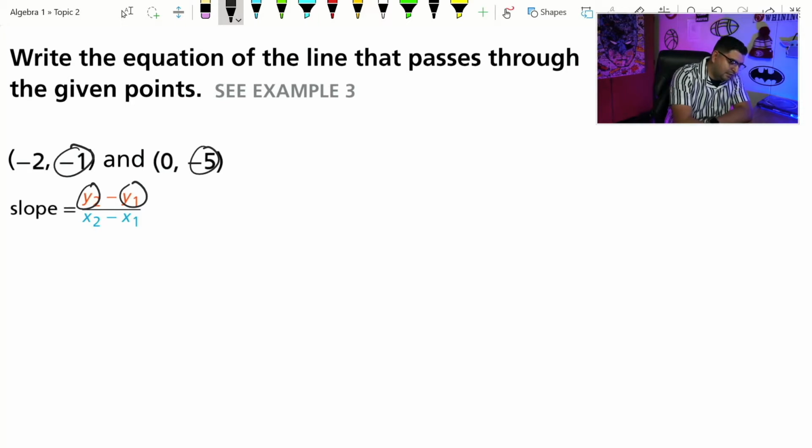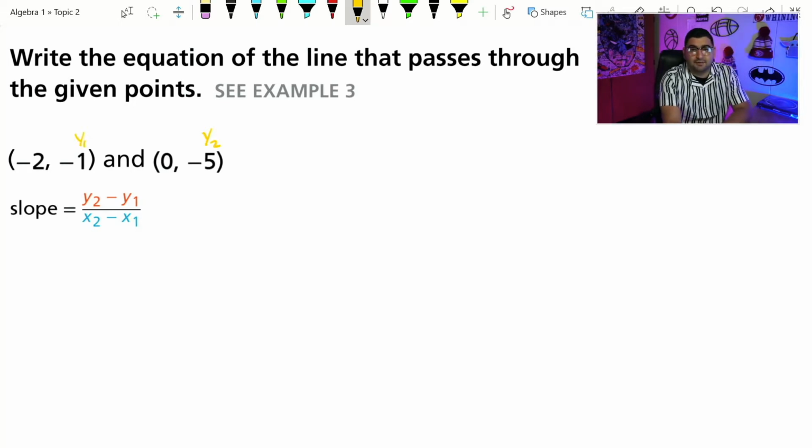So in this case, y2 is the y value of my second point, which would be -5, and y1 would be the y value of the first point. And we use this on the top. Now for the bottom half, x2 will be the x value of my second point, and x1 will be the x value of my first point.